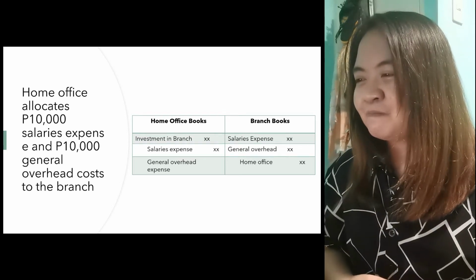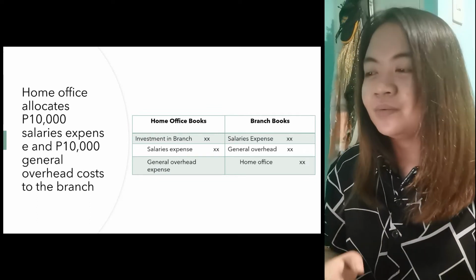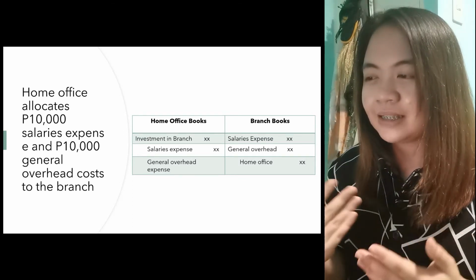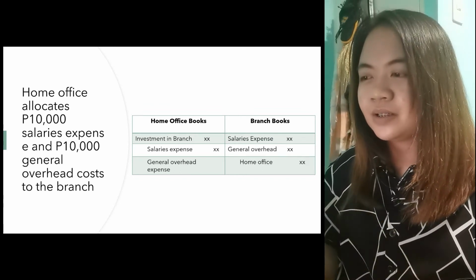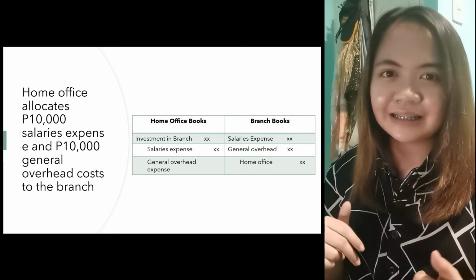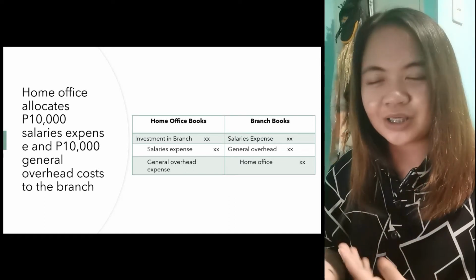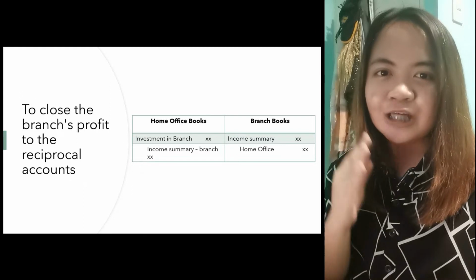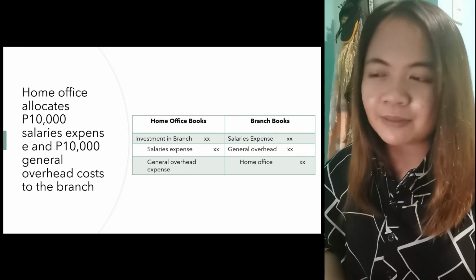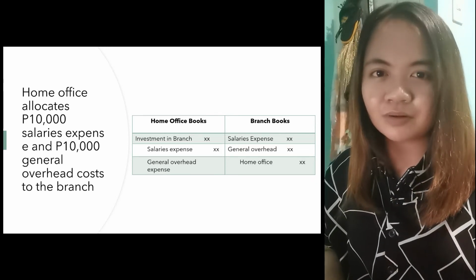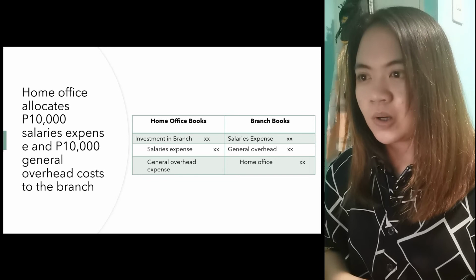Okay, so because with transaction between home office and branch, you debit investment in branch, you credit salaries expense, you credit general overhead expense. So, siya ay parang investment na rin, kasi dinadagdag mo siya doon sa account nung branch. On the other side, i-recognize mo na siya as the usual expense, kasi si branch naman talaga yung may expense. Kaya debit salaries expense, debit general overhead expense, credit home office.